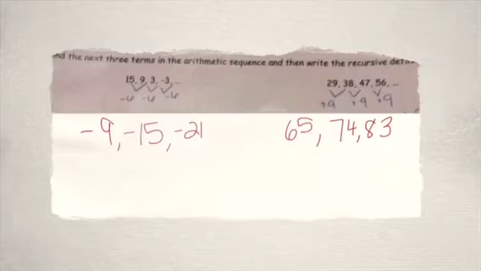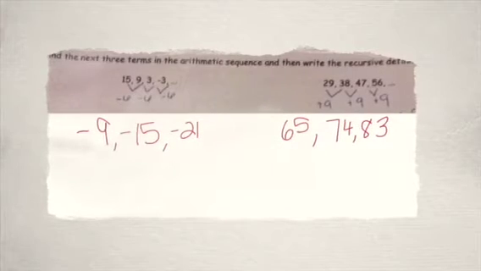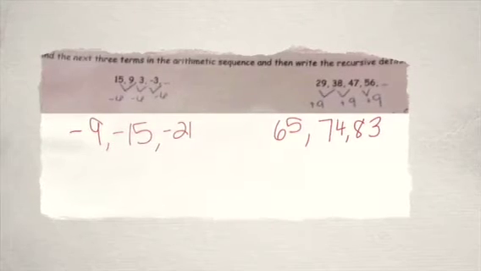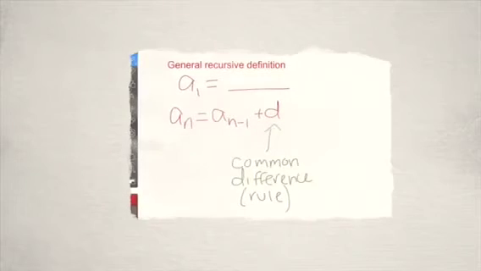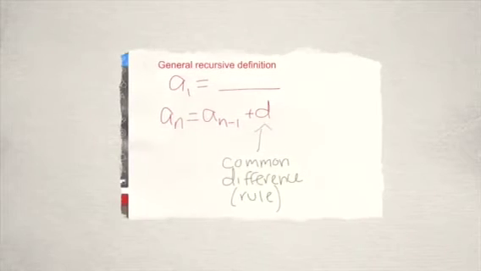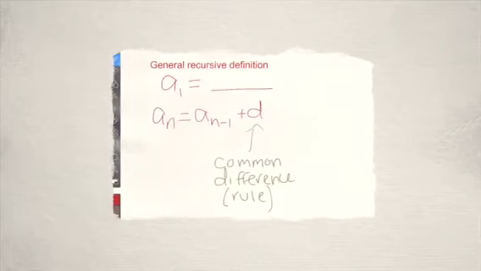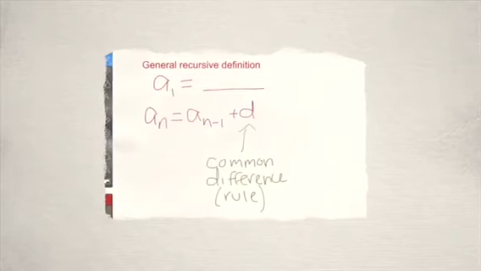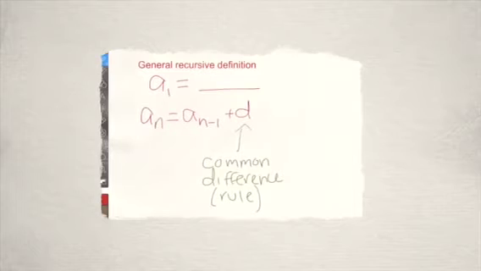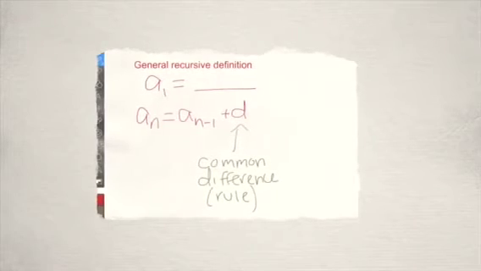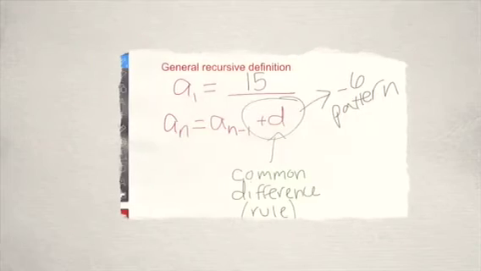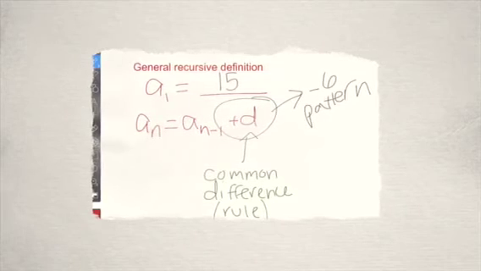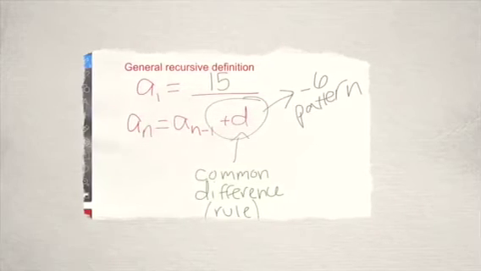Alright, the last part is to write the recursive definition for each. Remember, we start off with writing down what a sub 1 is, and then using our formula. Looking back at our definition from yesterday, the general recursive rule for arithmetic sequences is a sub 1 equals whatever number it is, and a sub n equals a sub n minus 1 plus d, where d is the common difference or the rule. So we need to fill in something for d and a number for a sub 1, and that's it. So a sub 1 is 15 in this case, and our d is that -6 that was our pattern. So we're going to write that down as our answer.